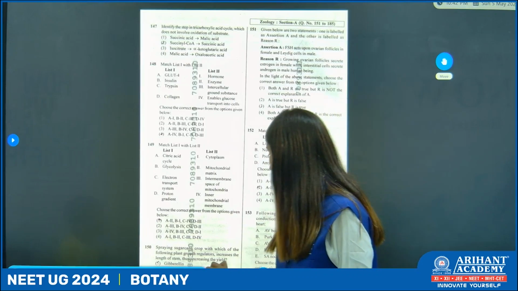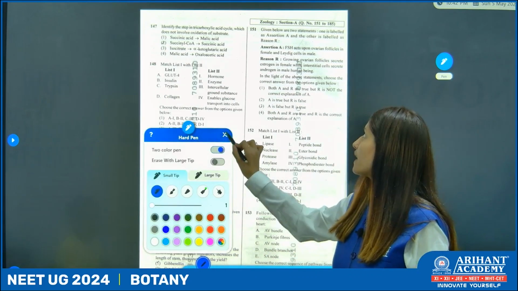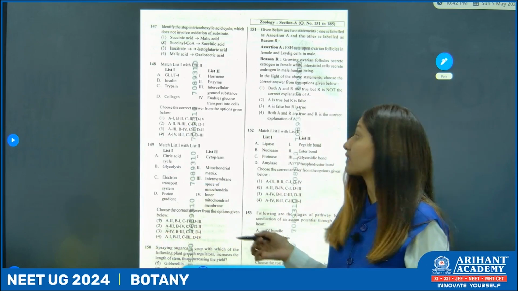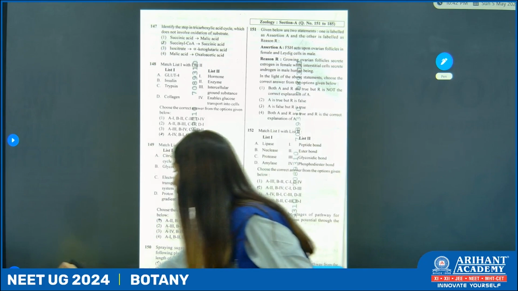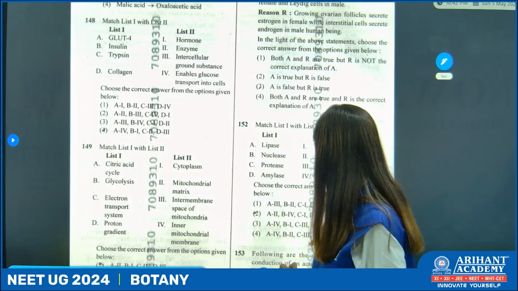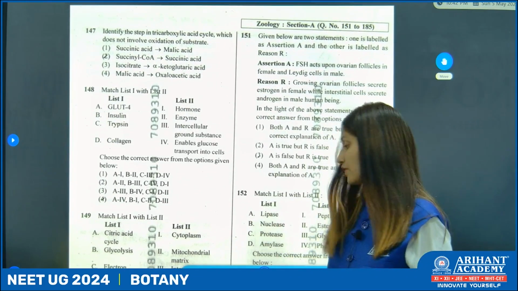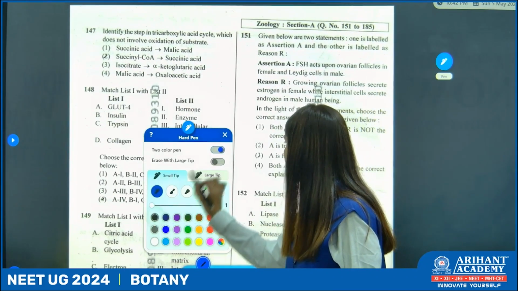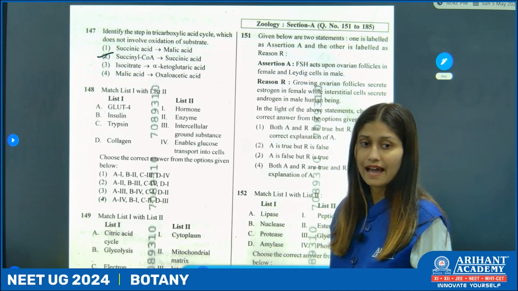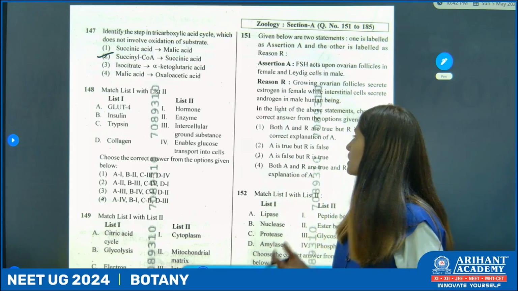147. Okay, so identify the step in the tricarboxylic acid cycle which does not involve oxidation of the substrates. For this, the right answer would be succinyl coenzyme A to succinic acid. At this step, there is no involvement of the oxidation of the substrate.